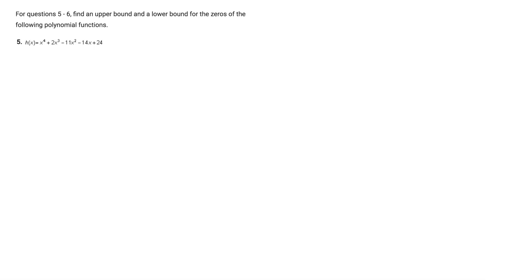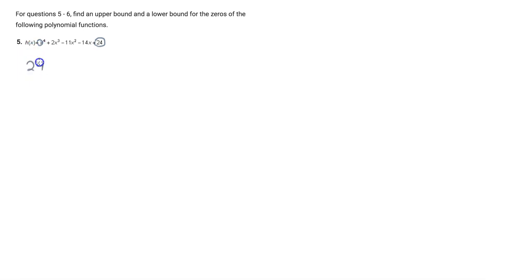For 5 and 6, get ready to do some synthetic division. To find the upper and lower bounds, we first have to find the possible rational roots. So to do that, let's use the rational root theorem. We need to take a look at the factors of 24 and 1.